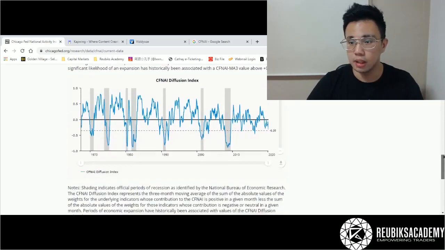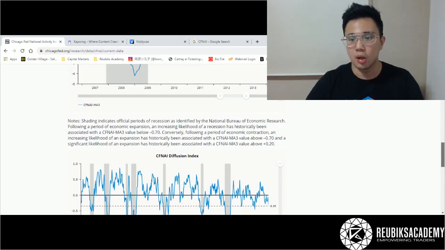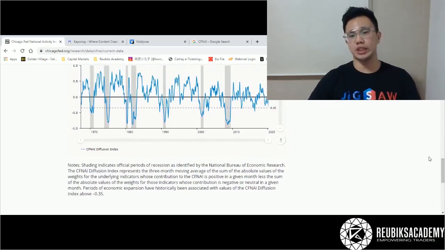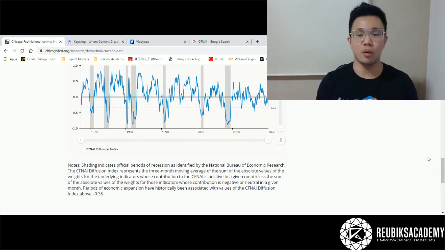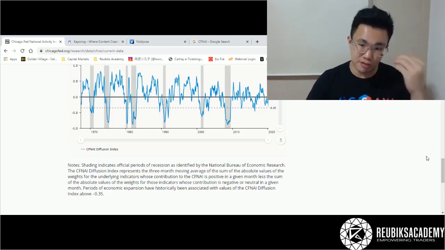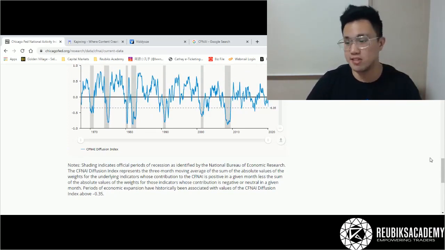Now, diffusion index. What does the diffusion index mean? The diffusion index is basically an average of all the indexes, and then you compare them to each other. Again, it's the same logic. Above zero is good, below zero is bad. So this was in 2008.